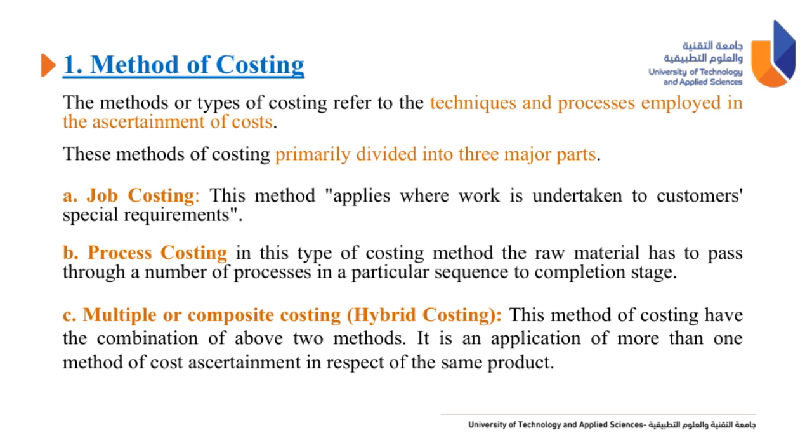Finally, we come to hybrid costing, also known as multiple or composite costing. This approach combines elements of both job and process costing, applying more than one method to the same product. It's useful in complex production environments where different parts of the process require different costing techniques.